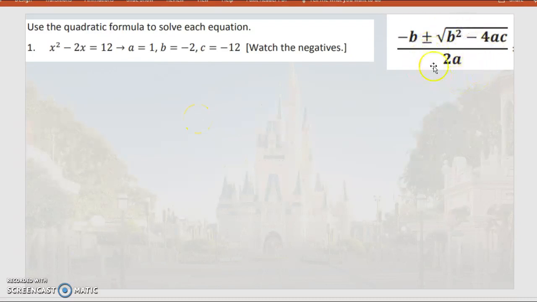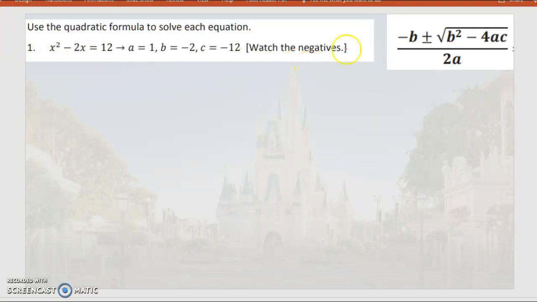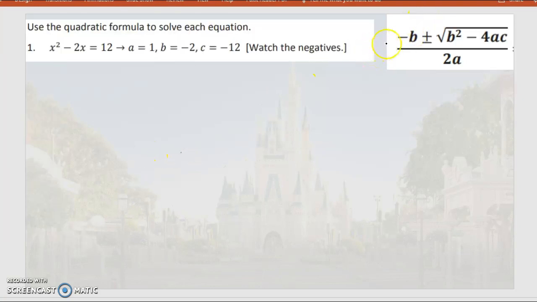So this is what it looks like. Just to give you a preview of what that song is, it sings like Pop Goes the Weasel. I'm sorry, I'm trying to get my color. It's x equals negative b plus or minus square root b squared minus 4ac all over 2a. That's the video you're going to watch, and it's super catchy. So what you have to do is just use this formula.